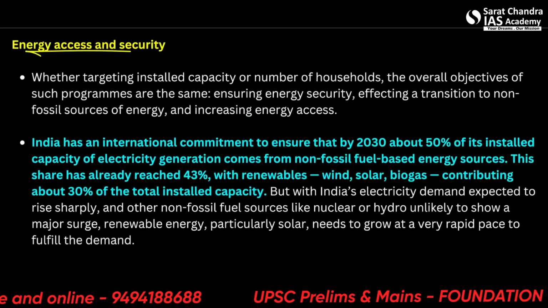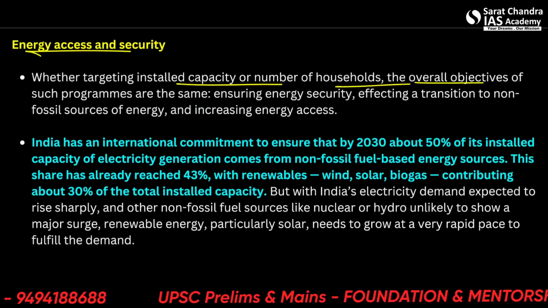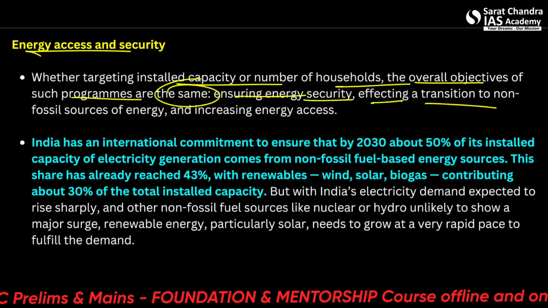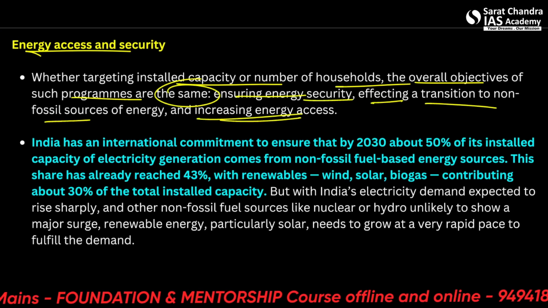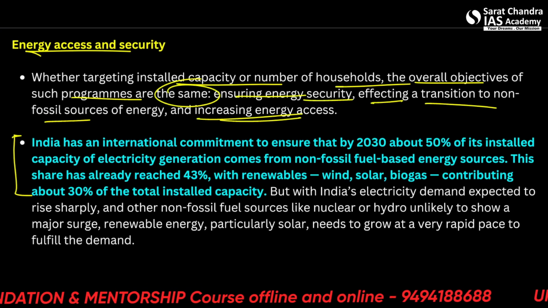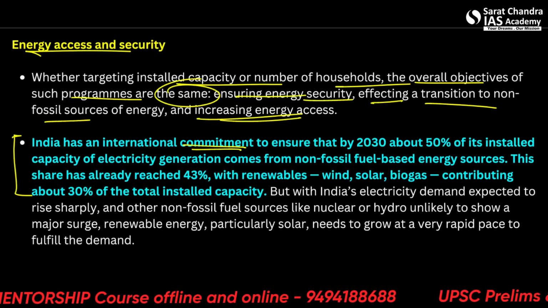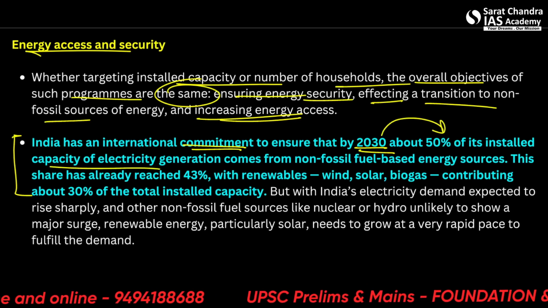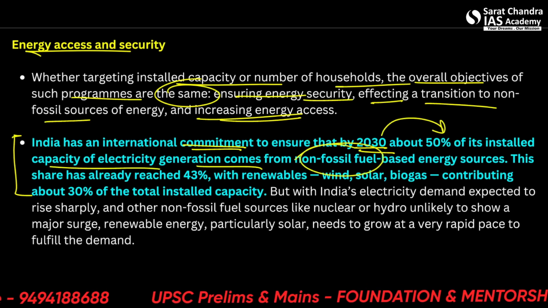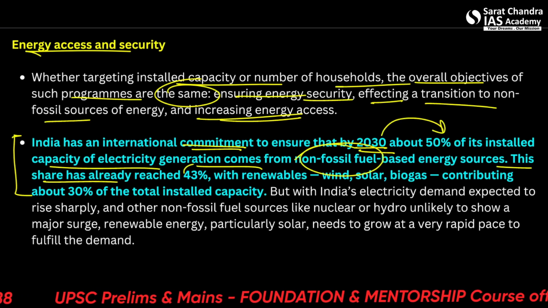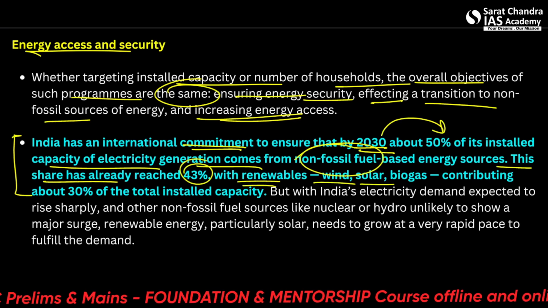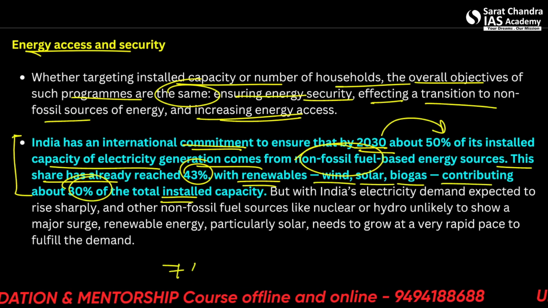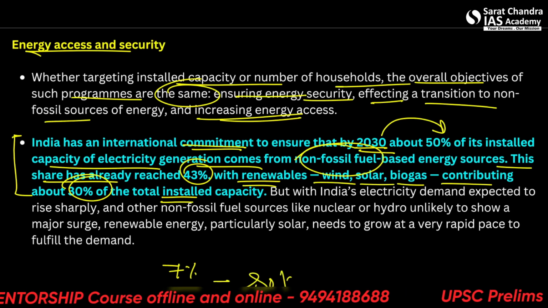So whether targeting installed capacity or number of households, the overall objective of such programs is the same: ensuring energy security, effecting a transition to non-fossil sources of energy and increasing energy access. India has an international commitment to ensure that by 2030, about 50% of its installed capacity of electricity generation will come from non-fossil fuel. This share has already reached 43%, with renewables, that is wind, solar, biogas, contributing about 30% of the total installed capacity. So we need 7% more, to be done mostly with solar.